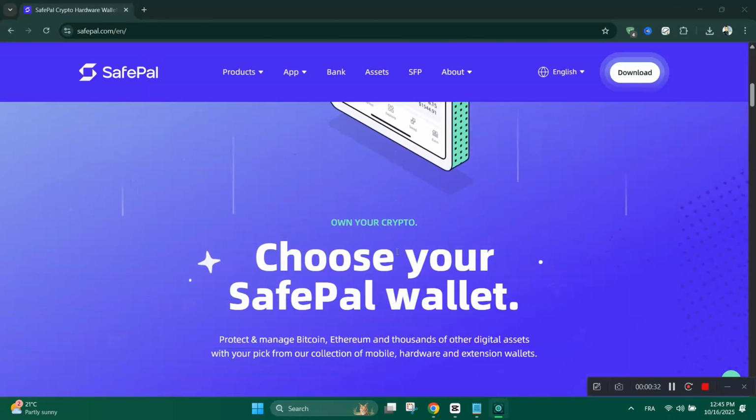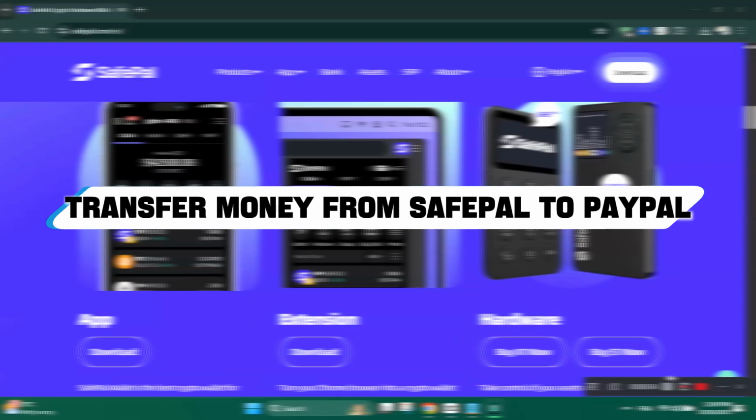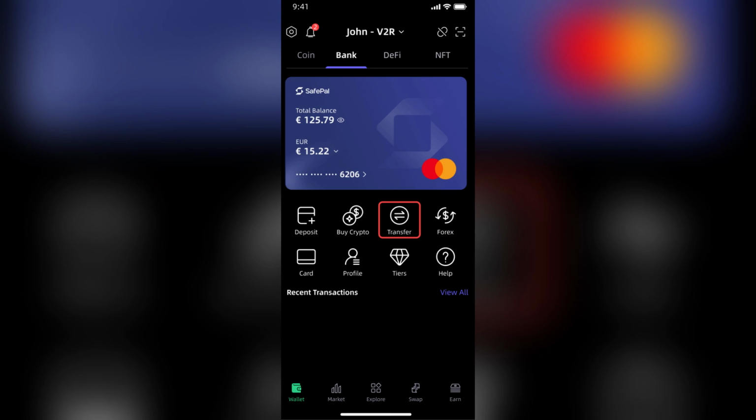In this video, I'll walk you through how to transfer money from your SafePal wallet to your PayPal account. Since SafePal is a crypto wallet and PayPal mainly accepts fiat currency like USD or EUR, you can't send funds directly, but I'll show you the correct and safe method to move your crypto money into your PayPal balance.